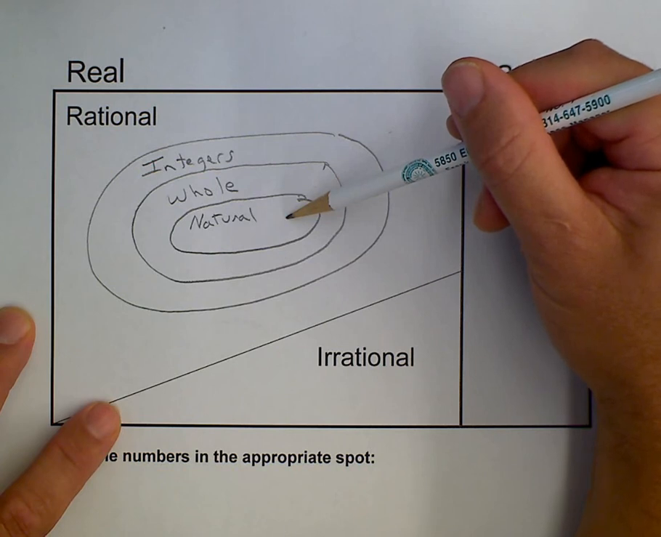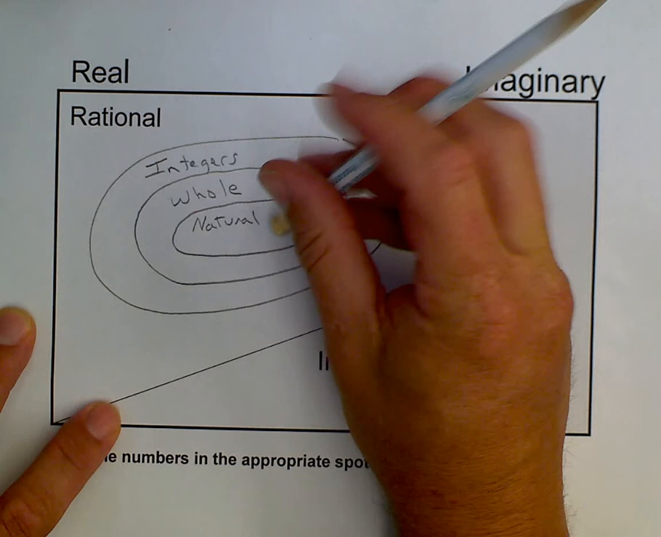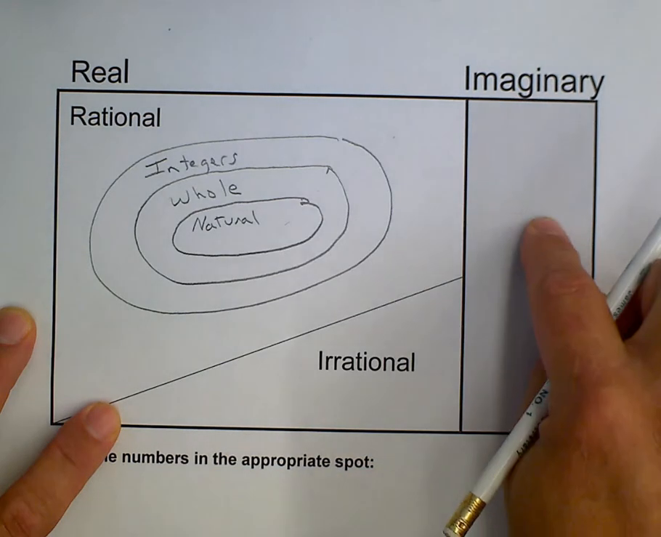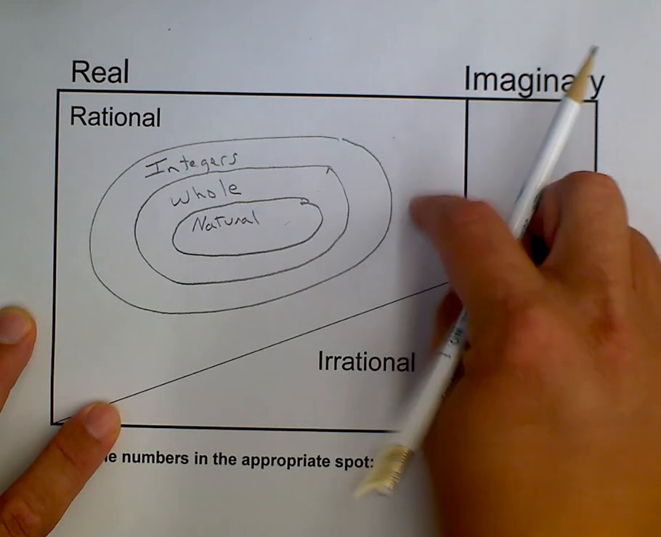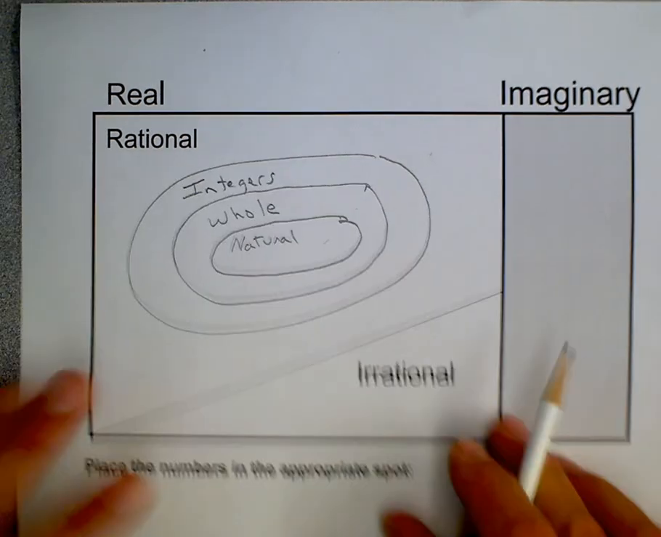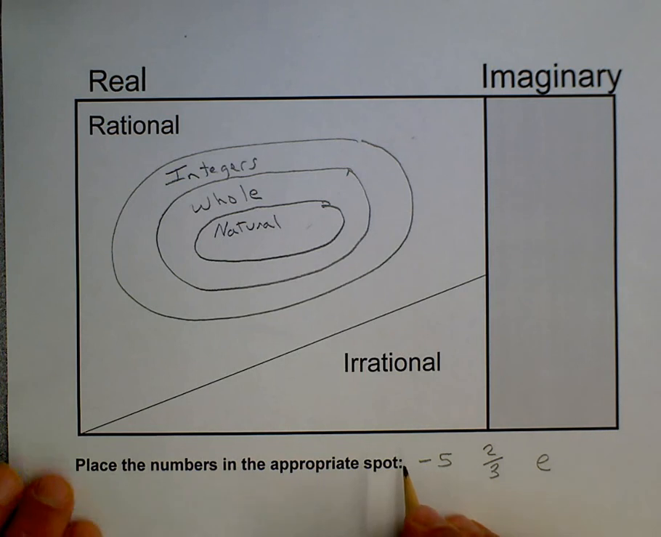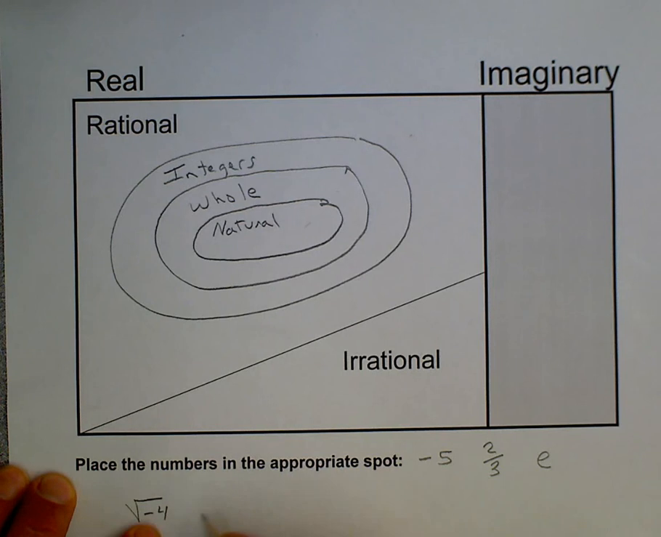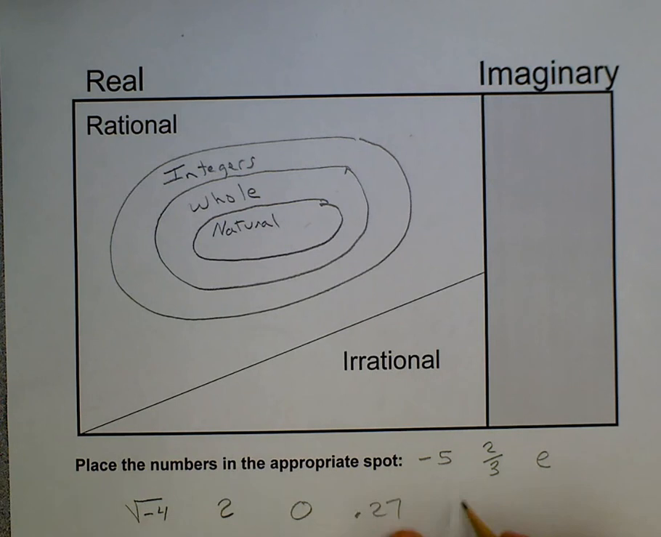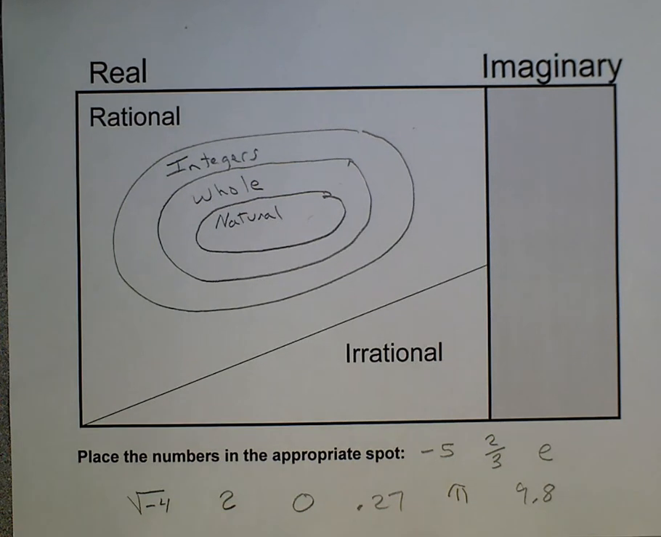So please try putting these numbers in as far as they can go. Categorize them as far into either the imaginary or the irrational or the rational, and go into this as far as you can go with the number -5. Two-thirds. E. Square root of -4. 2. 0. 0.27, pi and 9.8. So please take those numbers, try to put them in there. We'll talk about them in a minute.